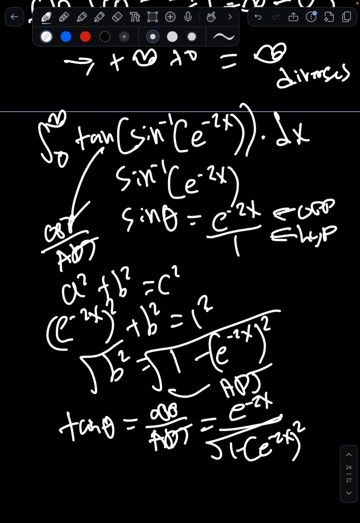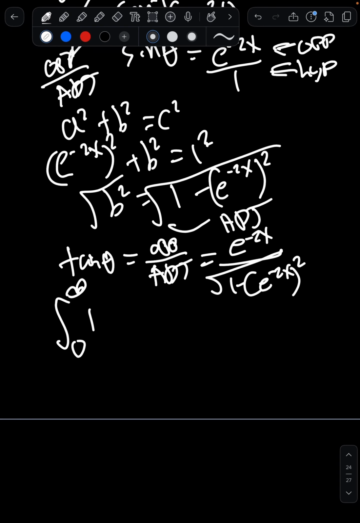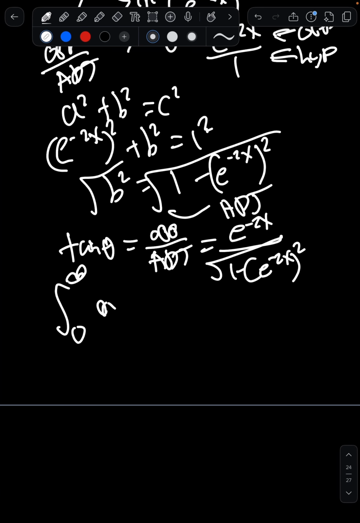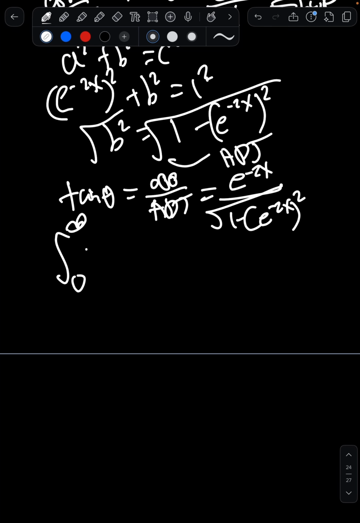Now looking at our integral, we have the integral from 0 to infinity of, we want tangent, right? This is our whole goal. So we can just rewrite what we have as equal to tangent, right? No, my eraser's messing up. Okay. e to the negative 2x divided by the square root of 1 minus e to the negative 2x squared.